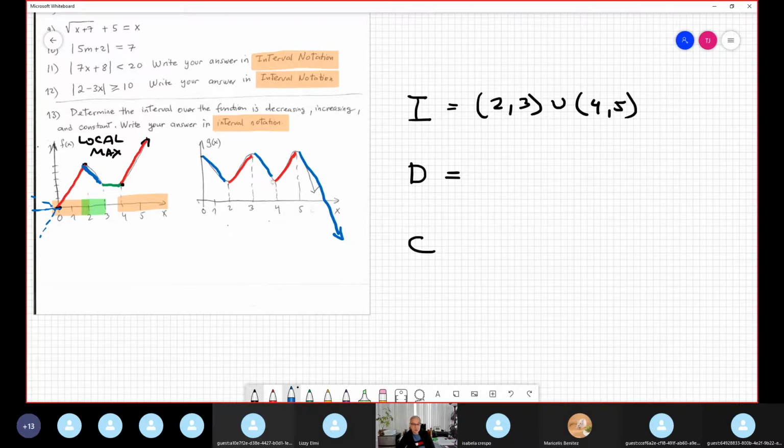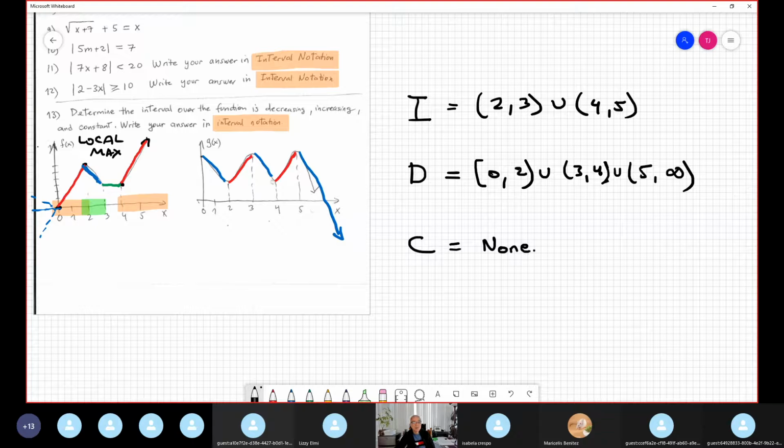So the 3 pieces are: bracket 0, comma 2, parenthesis, union 3, 4, and 5, comma infinity. Sorry, it's the union, no? Not comma, it's union. In interval notation, no comma between intervals. Comma is only in between the pairs. Union here. And constant, never. I never saw a constant. Constant is flat, like a green part. We have none here. Super good.